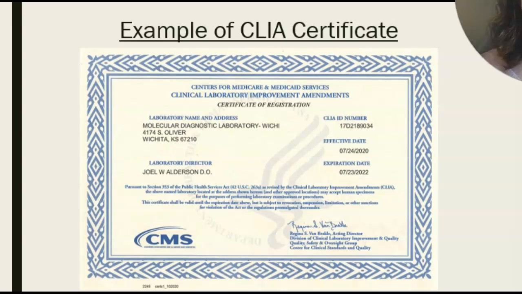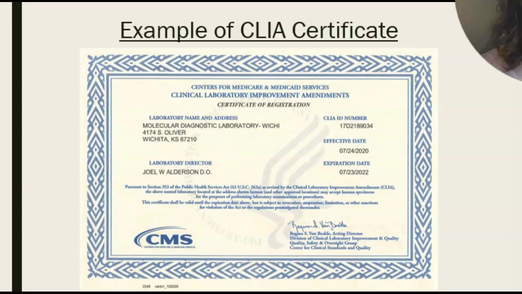This is an example of a CLIA certificate. So when you go into a laboratory next time, look for their CLIA certificate. It will tell you what level or category their CLIA certificate is. This one example happens to be a certificate of registration. It'll give you their CLIA ID number on the certificate. It'll give you the date that it's effective, the expiration date. Most labs are very proud of their CLIA certificates because they worked very hard to be able to pass and earn their CLIA certificates.